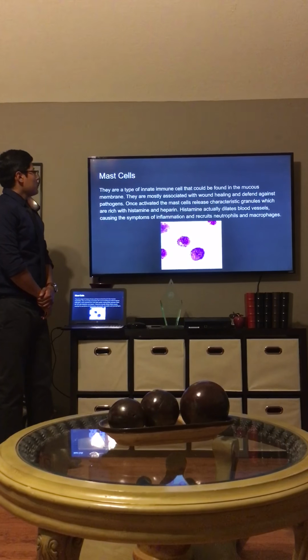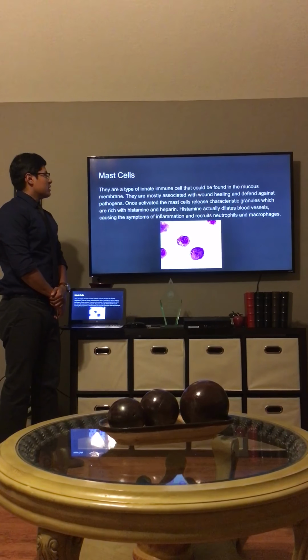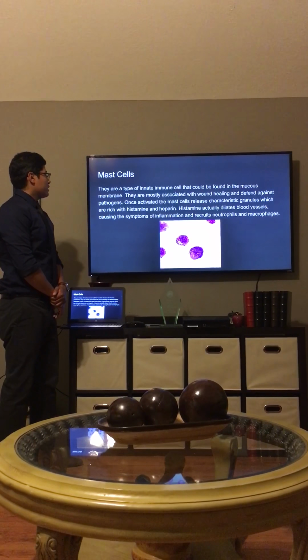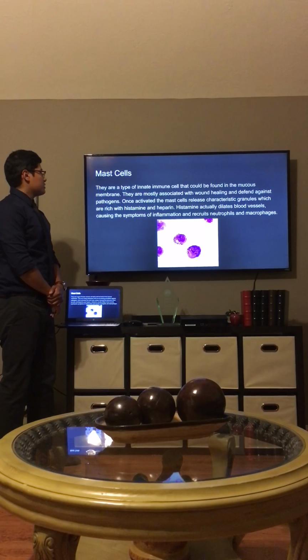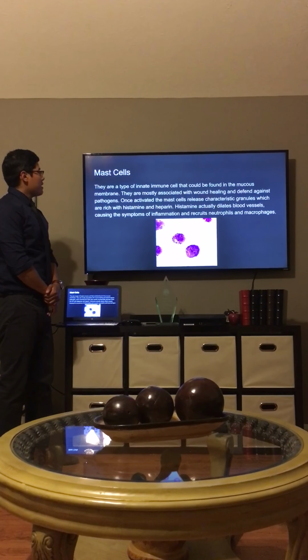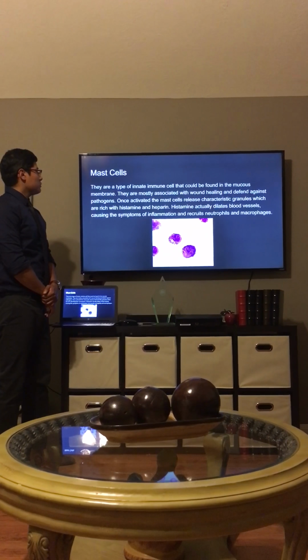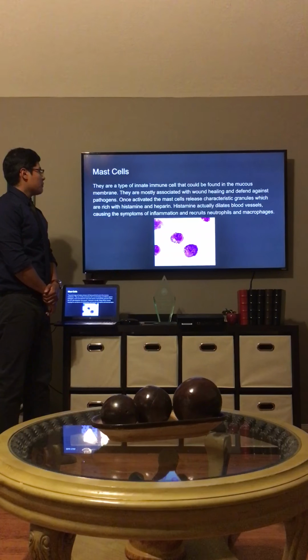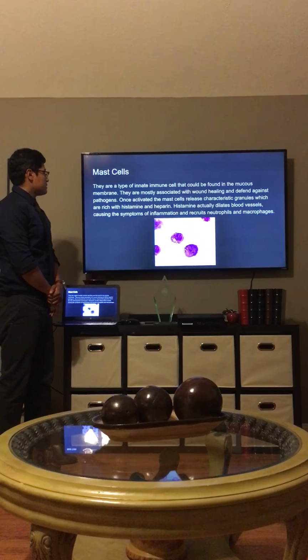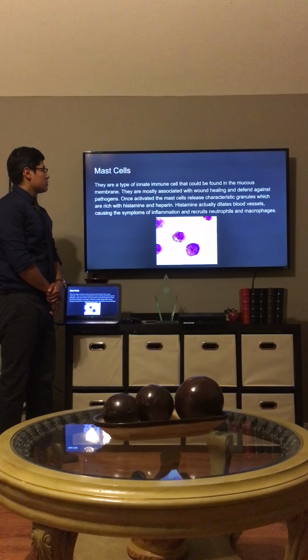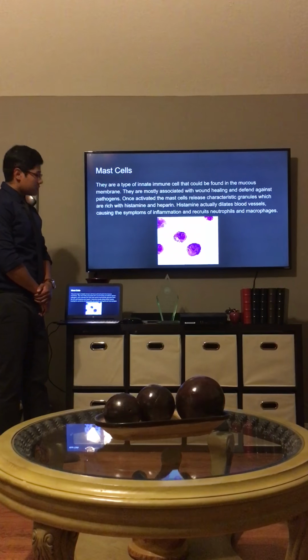Mast cells. They are a type of innate immune cell that can be found in the mucous membrane. They are mostly associated with wound healing and defense against pathogens. Once activated, the mast cell releases characteristic granules, which are rich in histamine and heparin. Histamine dilates blood vessels, causing the symptoms of inflammation, and recruits neutrophils and macrophages.